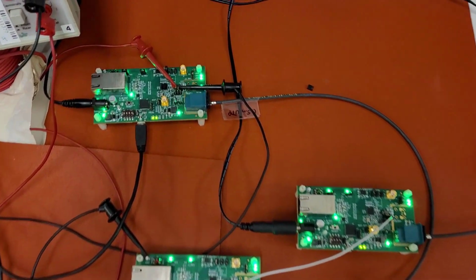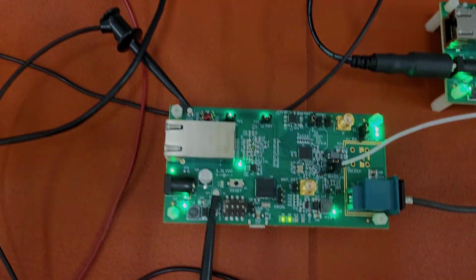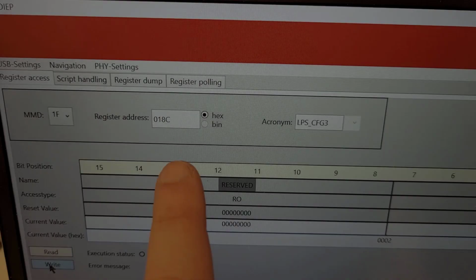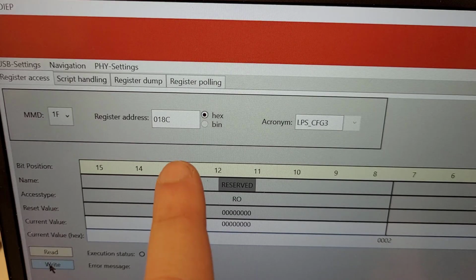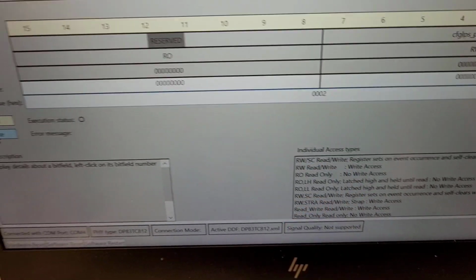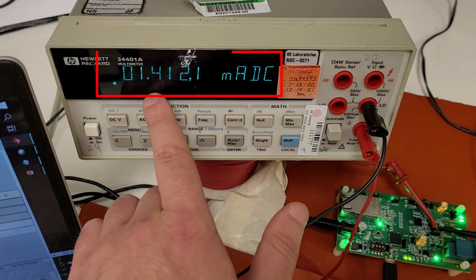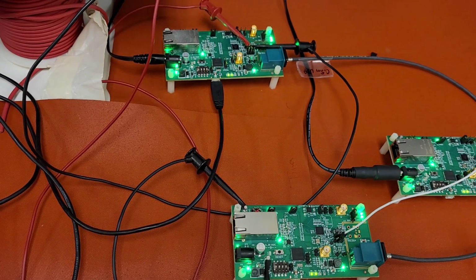Using the same setup in lab, we will confirm TC10 compliance using the onboard indicators when entering sleep. When putting our Ethernet system in TC10 sleep mode, you must write the hex value of 2 to register 018C on PHY 1. This register and value are specific to the DP83812 TI PHY. Before I write to this register, I will show you that the links are active and the current draw is the typical active current draw, with a value of 1.412 milliamps. I will now write the hex value of 2 to register 018C on PHY 1.